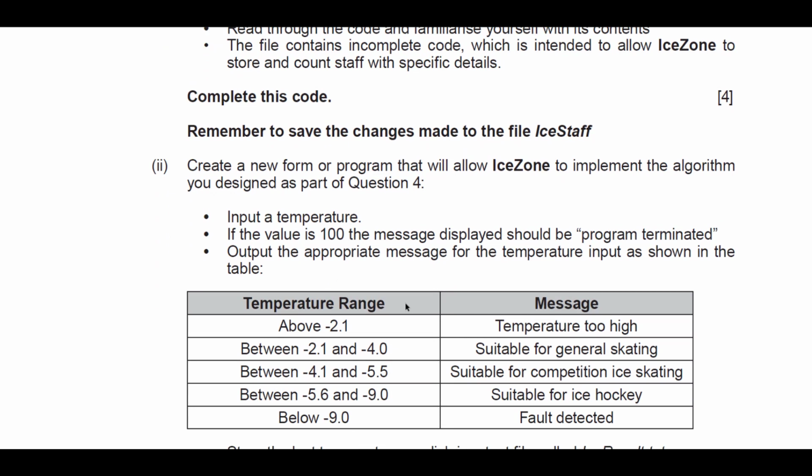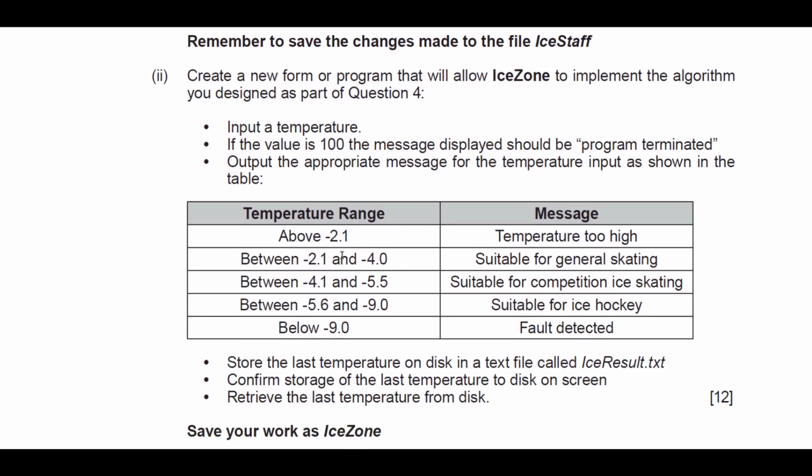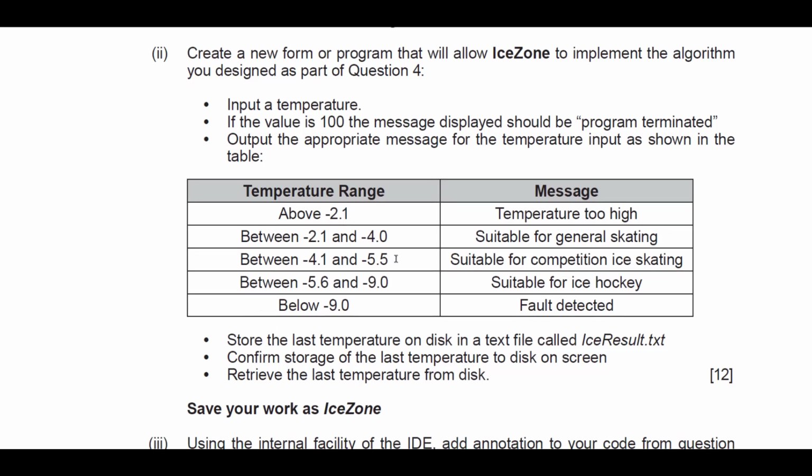Now moving down to AII, it says create a new form or program that will allow IceZone to implement the algorithm you designed as part of question 4. Input a temperature. If the value is 100, the message displayed should be program terminated. Output the appropriate message for the temperature. Input as shown in the table. So we've got our ranges and our messages.